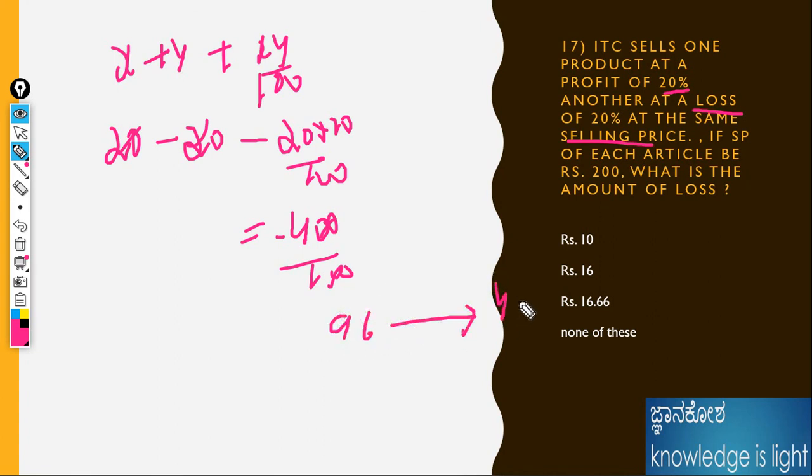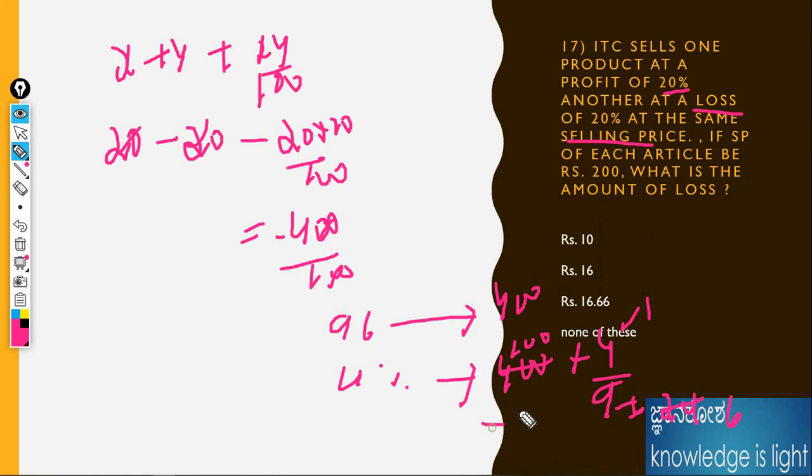96% is equal to 400. Then what should be the 4%? That should be 400 into 4 by 96. Four sixes are 24, isn't it? Therefore 24, 4 sixes 24, 400 by 600 by 6 means 16.66 is the answer for this question, for the loss amount on each article. Okay, I will take few more problems.